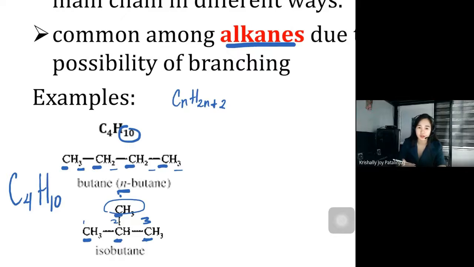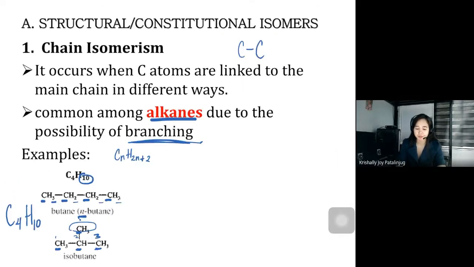So you'll observe here na same yung formula nila, but they differ in the structure. Particularly, they differ in the structure because of the branching. Nakuha? Kasi sa isobutane, meron ng branch. Present. So, yan yung chain isomerism. Commonly occurs among alkanes because of the possibility of branching. Okay, let's have another example.